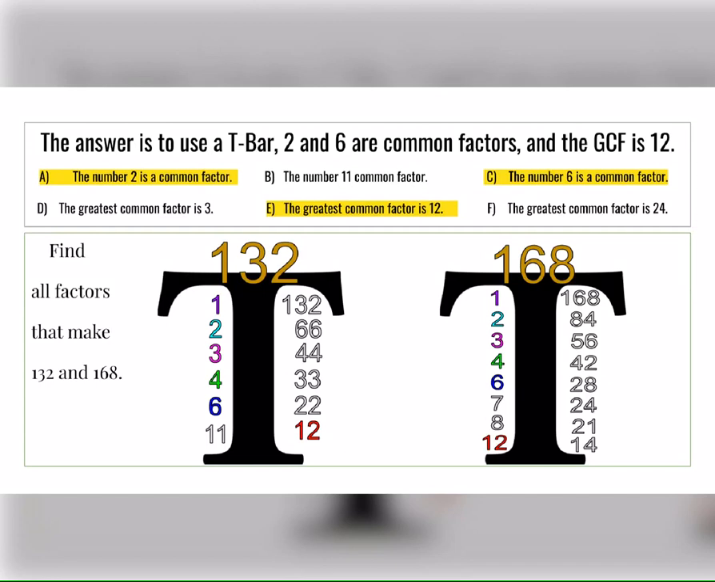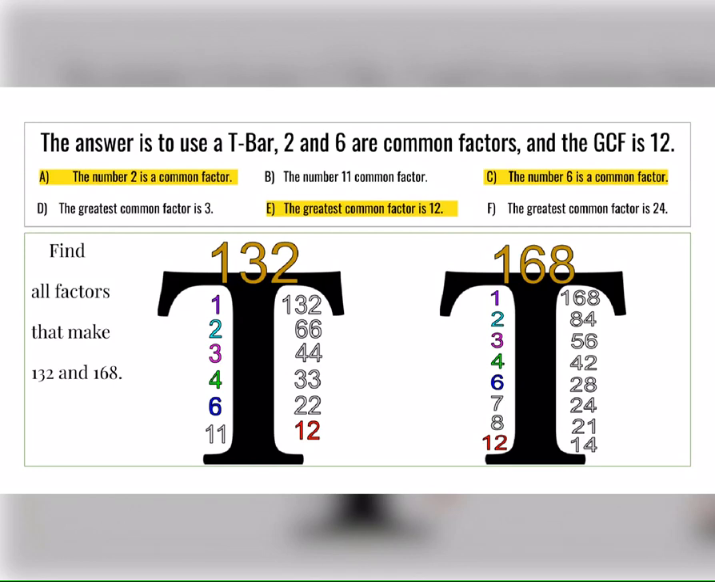Our lists of common factors of 132 and 168 are on the T-bars. 1, 2, 3, 4, 6, and 12 are all they share in common as common factors. Of those, we see that C has 6 as a common factor and 2 as a common factor. And the largest of all those factors is 12. So that's why the greatest common factor is 12.